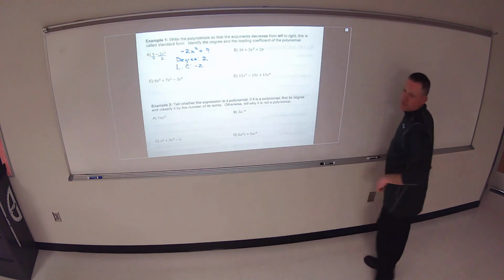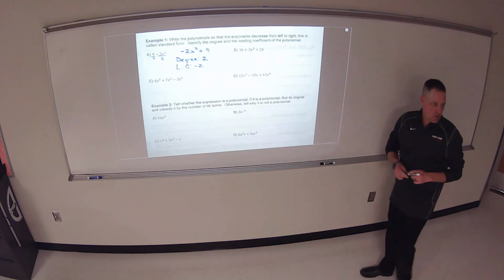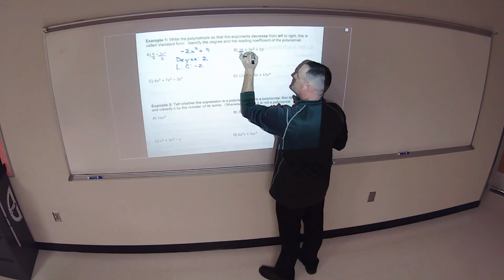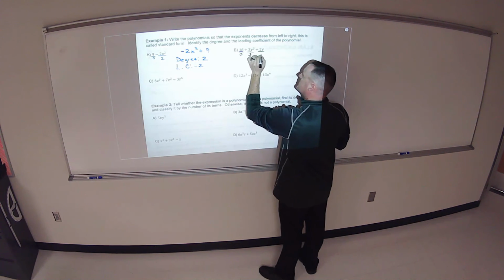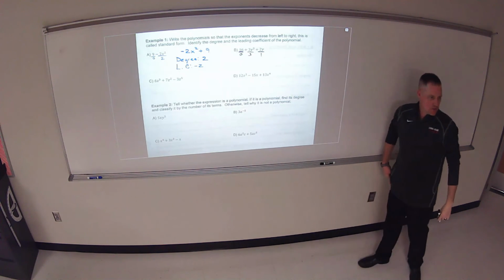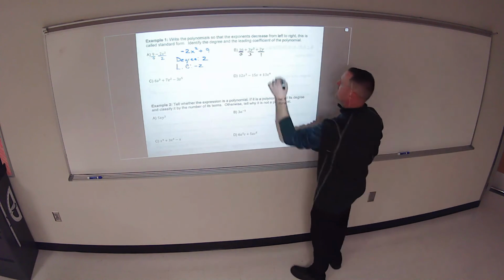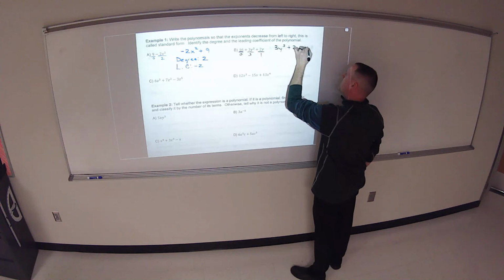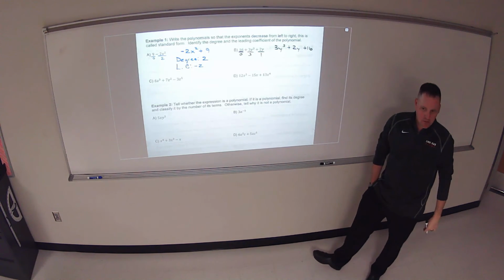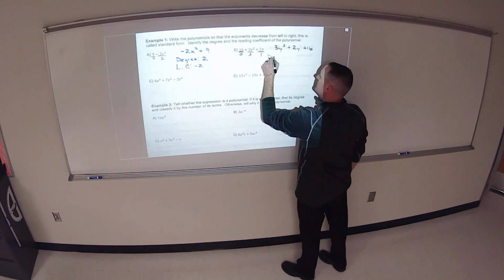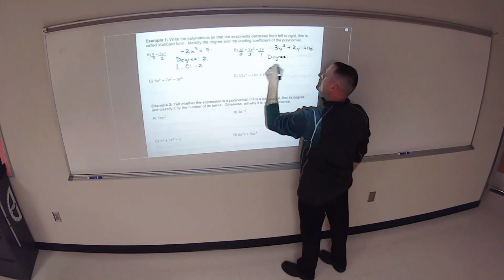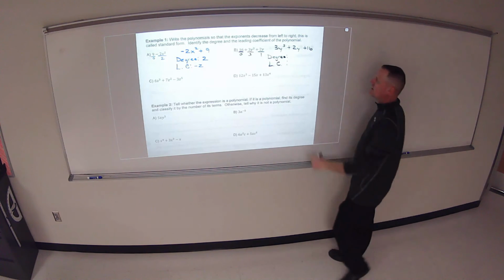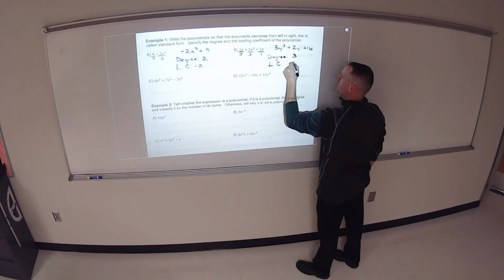Okay, letter B. How many terms do we have in this problem? 3. What's the degree of the first term? 0. Second one is 3. Third one is 1. So my largest degree should come first. 3y to the third plus 2y plus 16. There's my answer in standard form. What's the degree of this polynomial? 3. What's my leading coefficient? There we go.